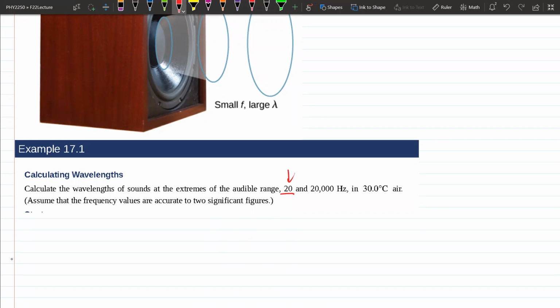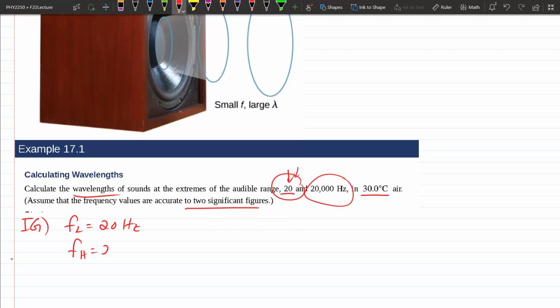What this question asks you to do is to find the wavelength of sound at the extremes of human hearing. So, we're just going to plug in either 20 hertz or 20,000 hertz, at an air temperature of 30 degrees Celsius. And they just ask you to be accurate to at least 2 sig figs. So the information we got is that the low frequency is 20 hertz, and the highest frequency we can hear is 20,000 hertz.